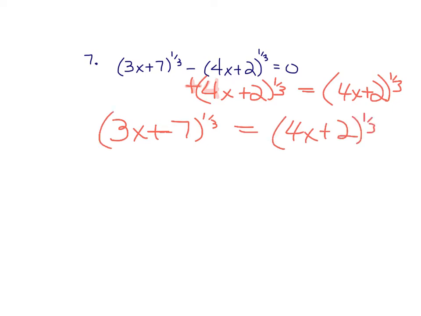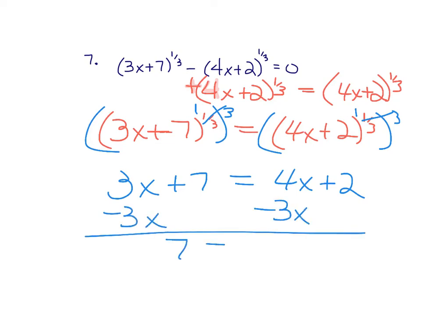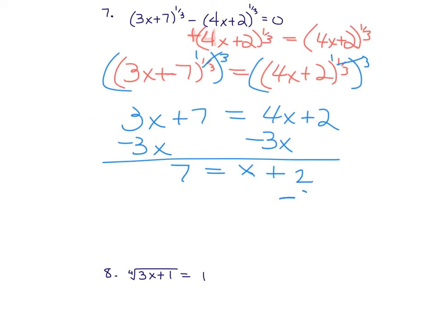Again, get rid of the 1/3 power by raising it to the third, because 1/3 times 3 is 1. So then this comes out, 3x plus 7 equals 4x plus 2. Group your like terms. I'm going to move the 3x over. You could move the 4x, it doesn't matter. I'll subtract the 2, and I get x equals 5.